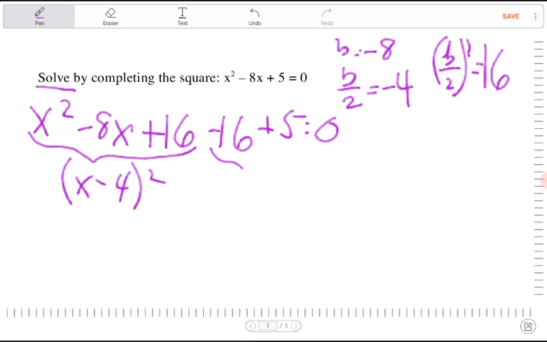I'm just going to combine minus 16 plus 5 into minus 11. Now it's in vertex form. That's our same equation, just in vertex form. And we know that that equals 0.